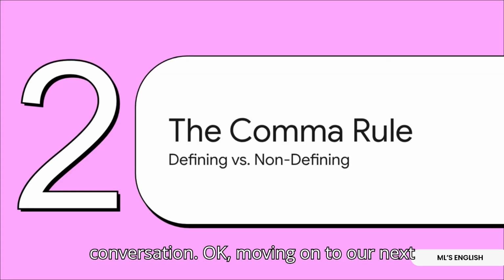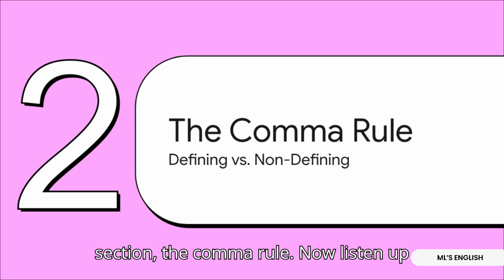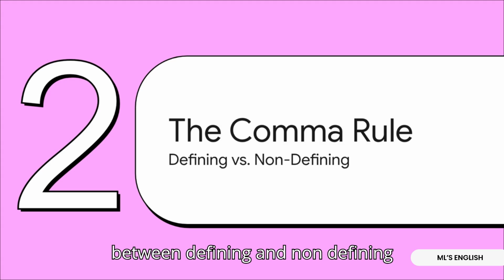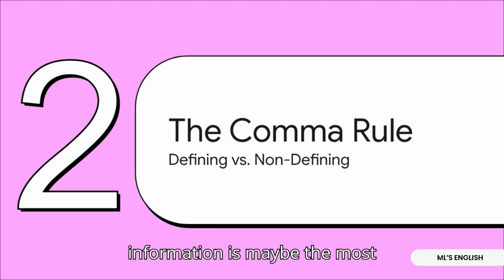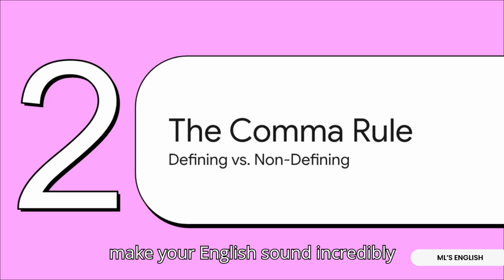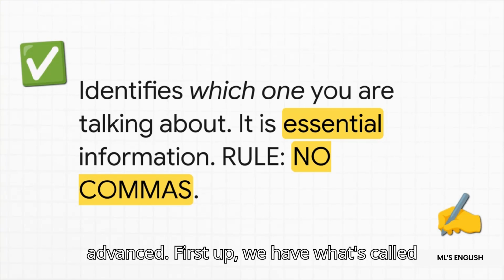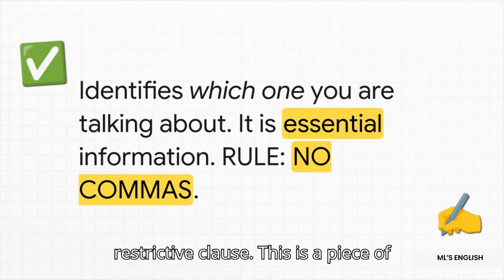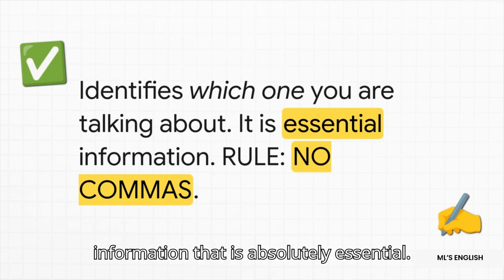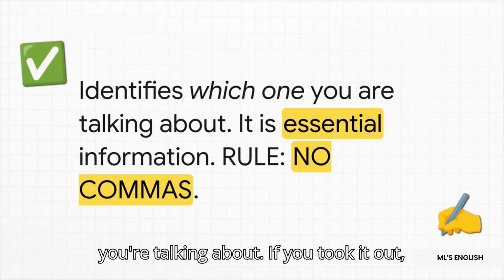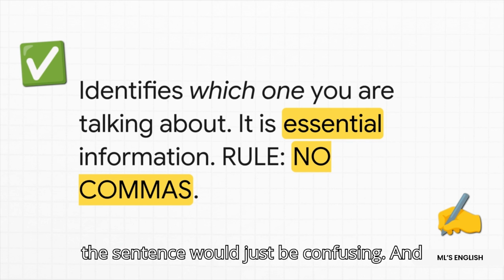Okay, moving on to our next section, the comma rule. Now listen up, because this concept, the difference between defining and non-defining information, is maybe the most important one of all. Mastering this will make your English sound incredibly advanced. First up, we have what's called a defining clause. You can also call it a restrictive clause. This is a piece of information that is absolutely essential. It defines exactly which person or thing you're talking about. If you took it out, the sentence would just be confusing.